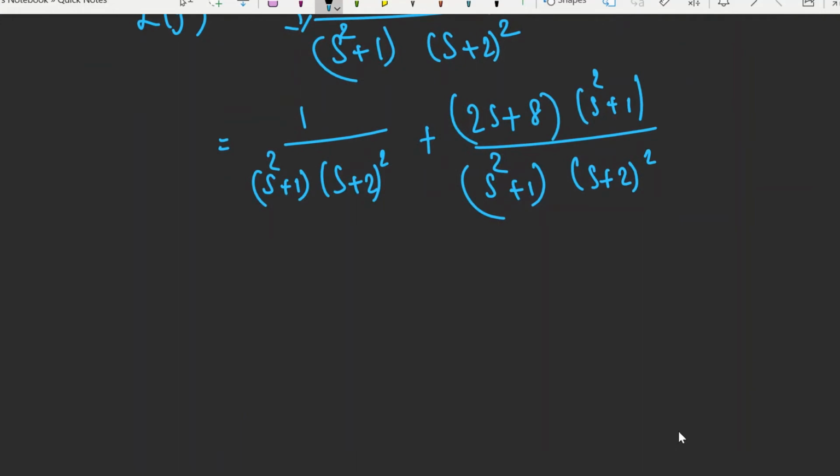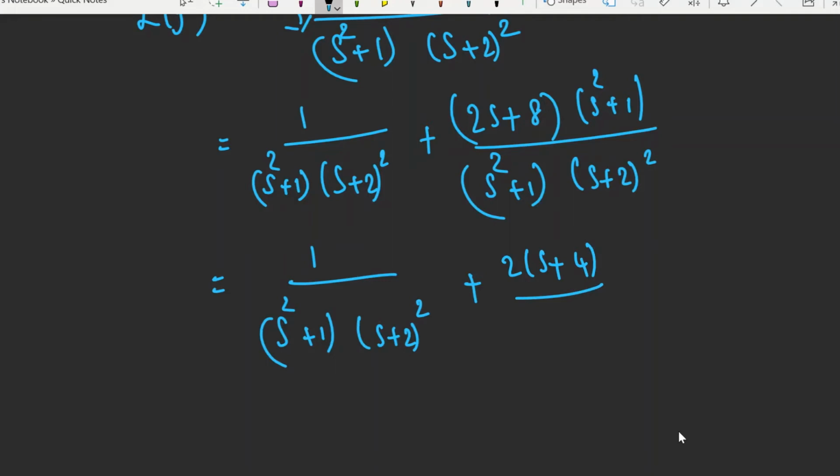Now, we can make further simplification. (s square plus 1)(s plus 2) the whole square, and here if I take 2 as common, what will happen? 2s plus 4 divided by s square plus 1. This s square plus 1 and this s square plus 1 get cancelled. So the value is (2s plus 2) into (s plus 4), over (s plus 2) the whole square.